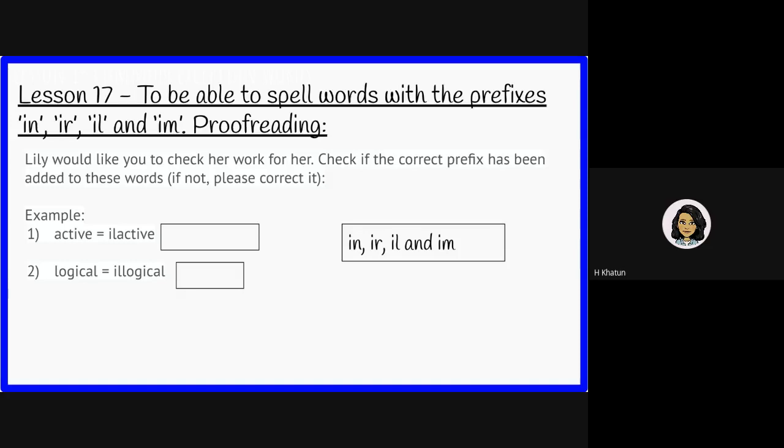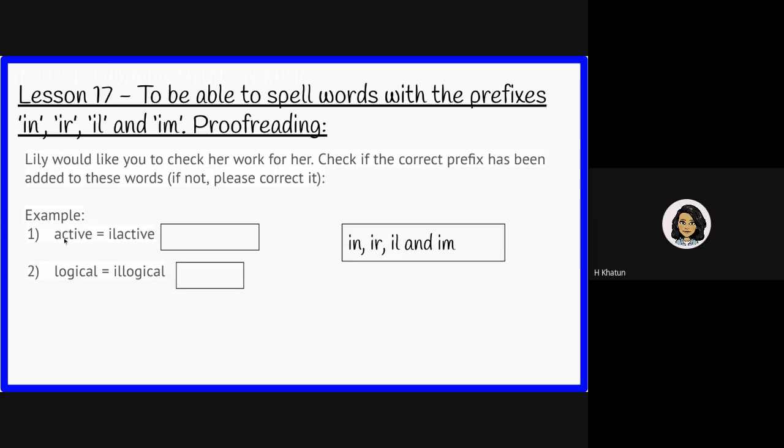So over here, we have the word active. Lily wrote illactive as she believes that ill is the correct prefix to use in this word. Have a think. Is illactive correct?